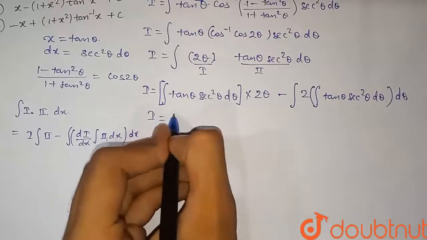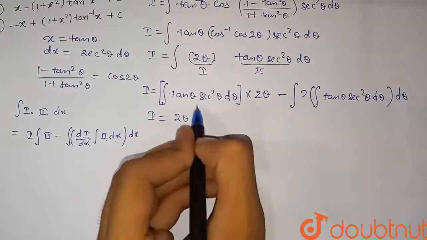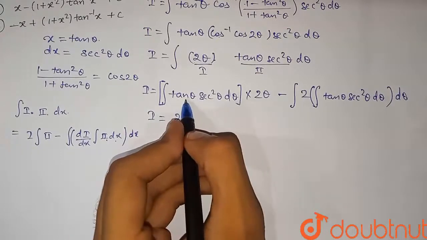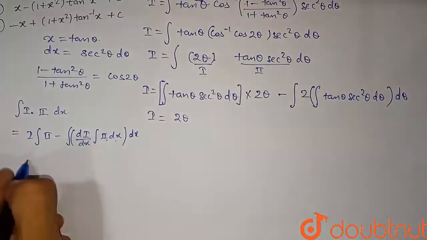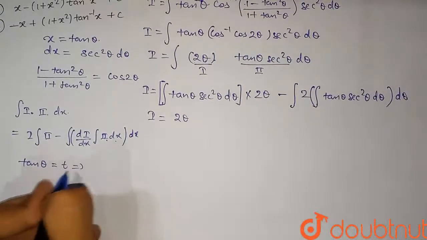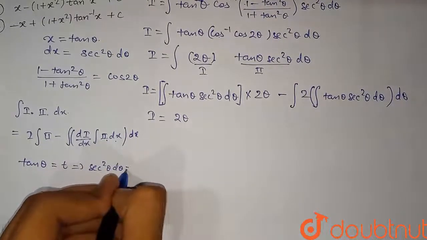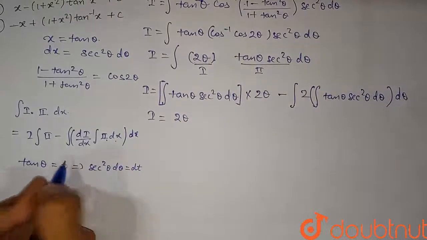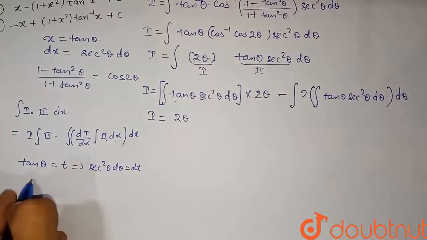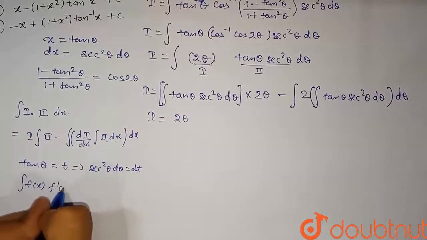So we get the value of I, that will be 2 theta multiplied by this integration. Here we can say that this tan theta, if we assume it is equal to t, then if we differentiate this, we get sec square theta d theta equal to dt. So directly we can integrate, that is f dash x into f x. We can say the formula, the integration of f of x multiplied by f dash x dx.